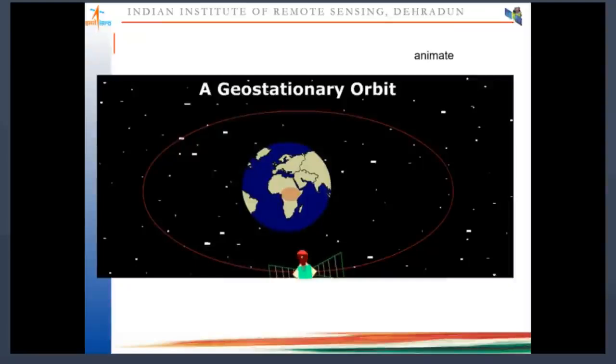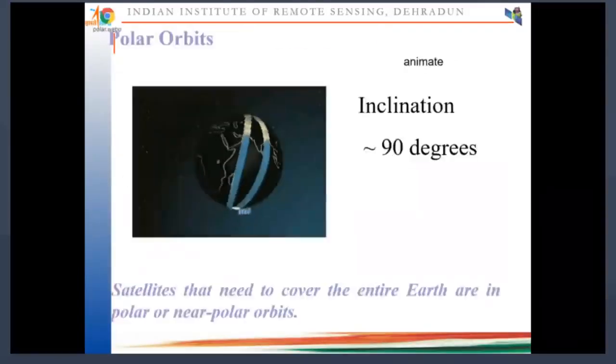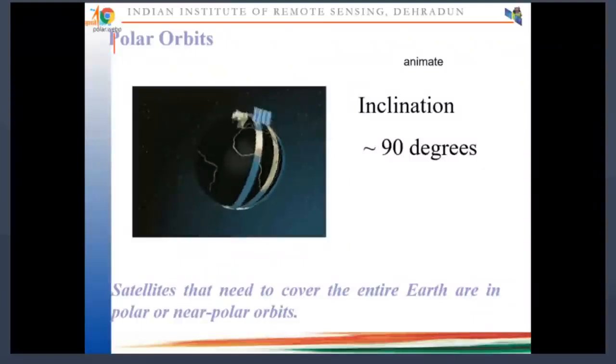But the problem here is it will have limited spatial coverage because it will be continuously looking at a particular area. So you have to have multiple geostationary satellites if you want to cover larger spatial areas. Then comes the example of polar orbits.